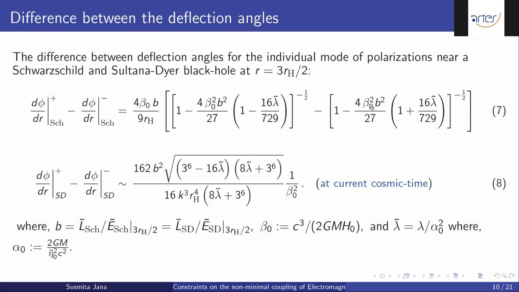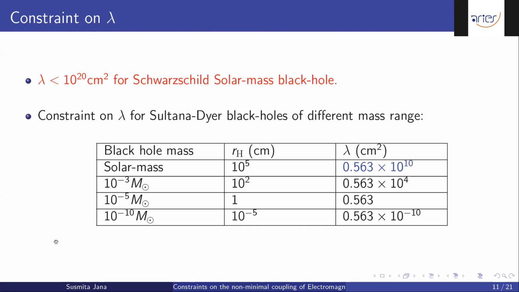So anyway, the result will depend on this parameter b. That's why I mentioned it here. And here this beta 0 is a dimensionless quantity. It depends on these natural constants, and this alpha has a dimension of length. Now, using these results, I have obtained this constraint on the lambda for the Sultana-Dyer solar mass black hole.